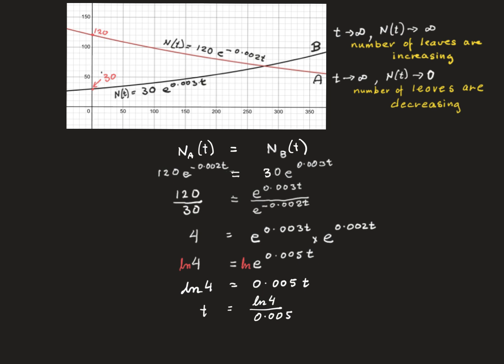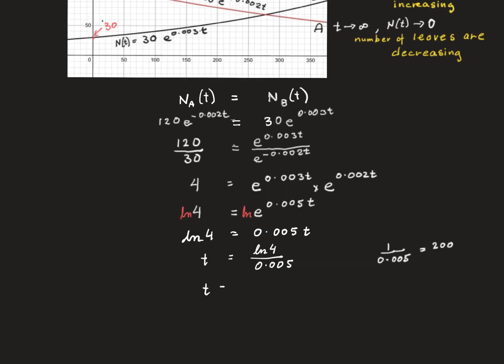Now that is pretty exact, but we can change the 0.005 because 1 over 0.005 is the same thing as 200. I rewrite this as 200 ln 4. This is the exact number, but if you wanted to know more or less what that number is, you might have been tempted to write this as ln 4 to the 200 and work it out.